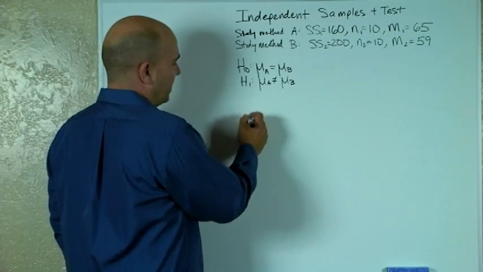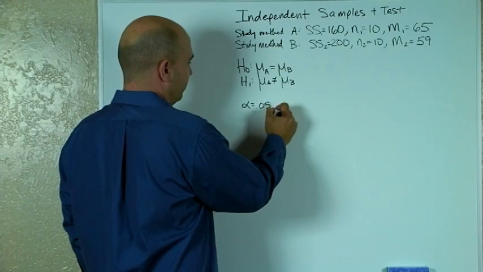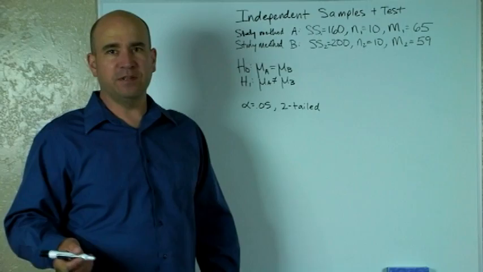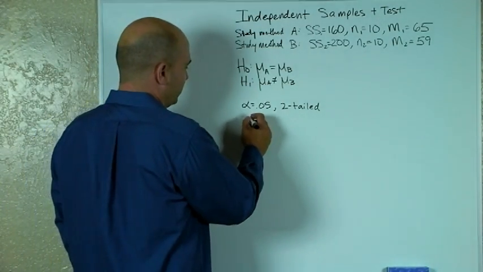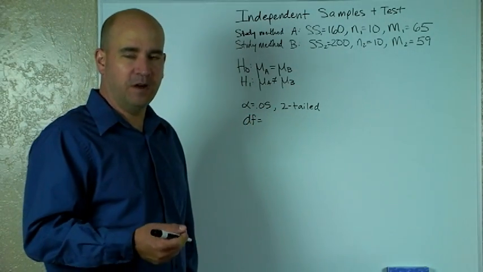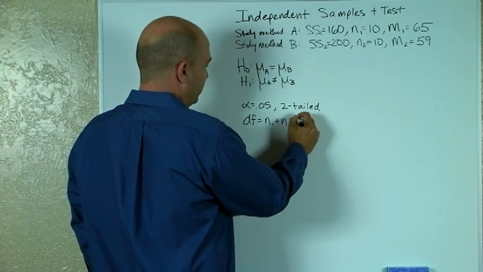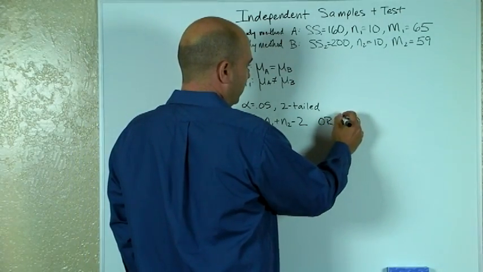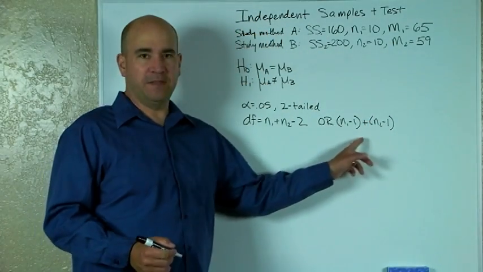Next we're going to find our critical value for the test. Here we'll use alpha 0.05, and once again a two-tailed test. In order to do this, we need to look up the degrees of freedom in the t-table. I'm just going to show you how to find the degrees of freedom and then give you the actual critical value, and you can confirm that on your own. The degrees of freedom is equal to n1 plus n2 minus 2, or n1 minus 1 plus n2 minus 1. Either method is acceptable.